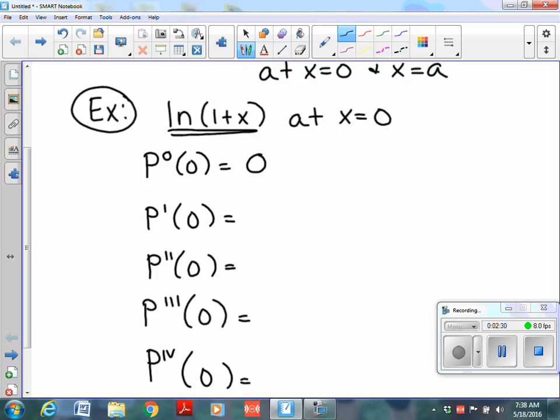Okay, the next thing I have to do is take the derivative of that and then put the 0 in. So what's the derivative of the natural log of 1 plus x? Remember, the original goes on the bottom, the derivative goes on the top. Then I'm going to plug 0 in there, and I'm going to end up getting 1. Then I'm going to find the double derivative, which is a negative 1 over 1 plus x squared.